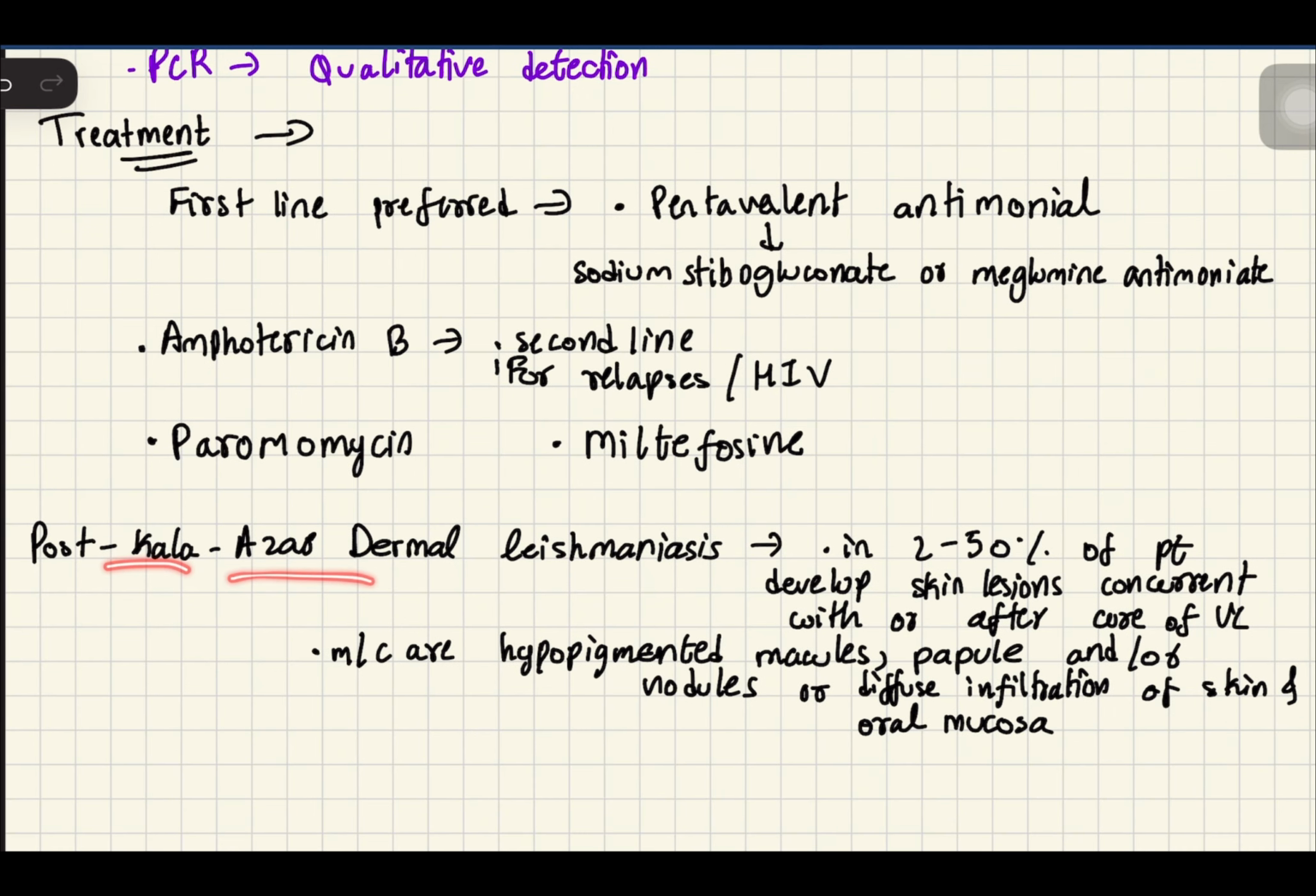Post kala-azar dermal leishmaniasis. It occurs in 2 to 50% of patients who develop skin lesions concurrent with or after cure of visceral leishmaniasis. Most commonly, you can see hypopigmented macules, papules, or nodules, or diffuse infiltration of skin and oral mucosa. Treat like VL to stop transmission reservoirs.